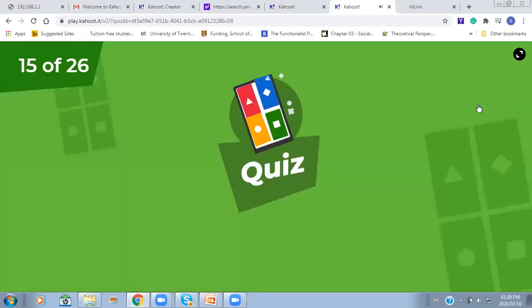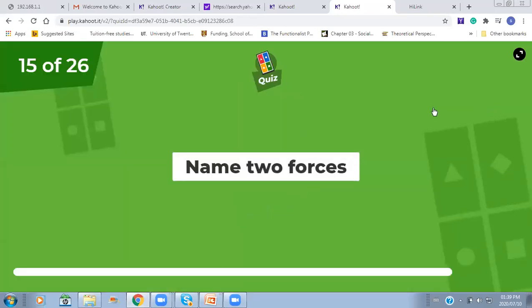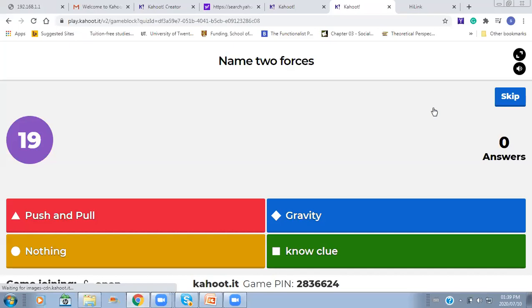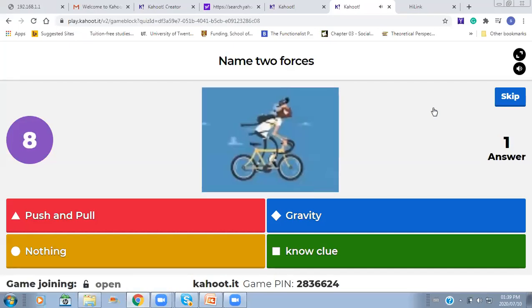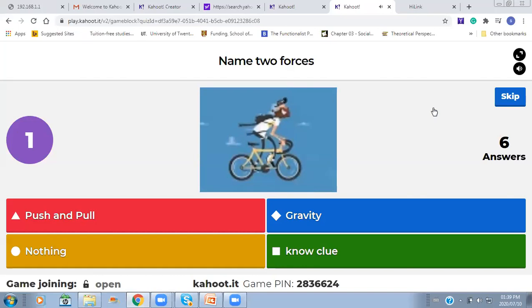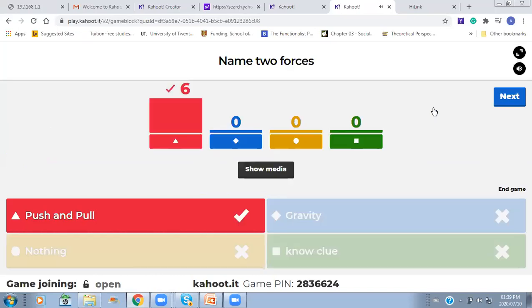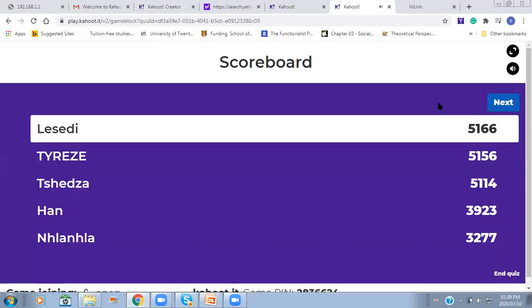Okay, name two forces. So let's go. We have push and pull. We have gravity. Let's get going. Yes, so almost all of you got it right. Let's see the one who got it first. Tyrus, you got it first.